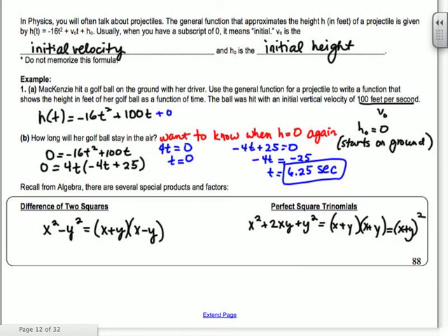It's the same thing if I had a minus in between. So x squared minus 2xy plus y squared, you can factor it: x minus y times x minus y, which is x minus y squared.